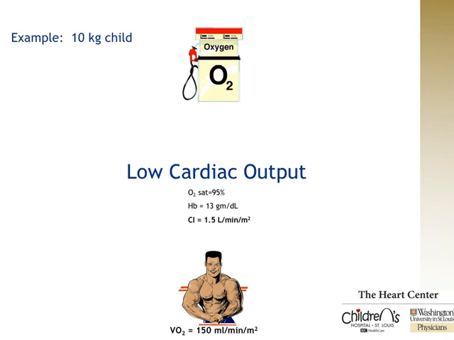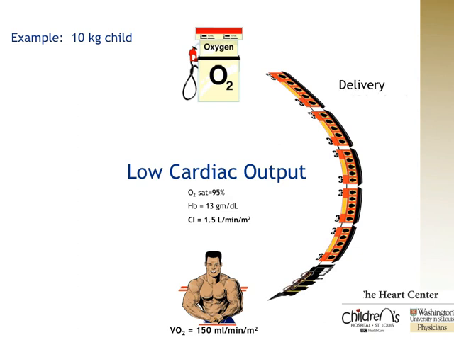Now, what if the cardiac output's low? Same child, we're just going to change one of those determinants of oxygen delivery. So we still have fully oxygenated blood, 95% saturated. We still have a normal hemoglobin level, but if we knock the cardiac index down by half to a low cardiac output state of 1.5 liters per minute per meter squared, oxygen consumption hasn't changed. We've still got the same number of boxcars. They're all full, but the train is moving more slowly.